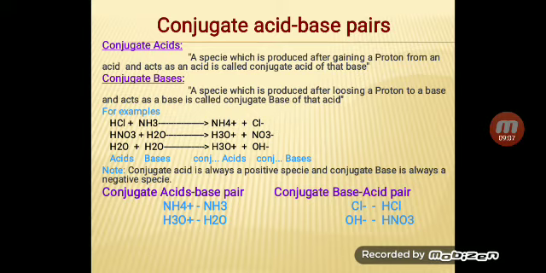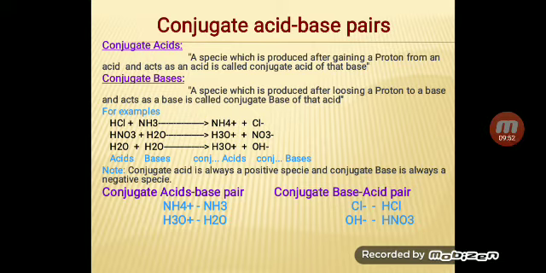Similarly, the chloride ion is the negative ion which is produced by losing a proton from the acid, that is hydrochloric acid. Now the chloride ion has the ability to accept a proton, so the acceptor species of a proton is known as a base according to the Bronsted and Lowry concept. So it is the conjugate base of hydrochloric acid. The other examples are also given. The point to be noticed: a conjugate acid is always a positive species and a conjugate base is always a negative species.